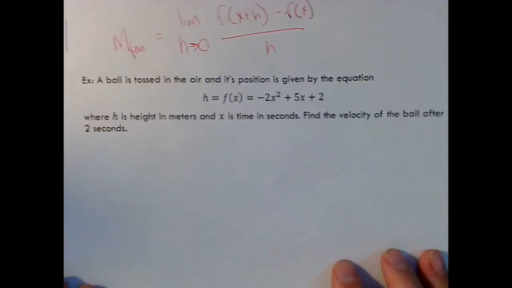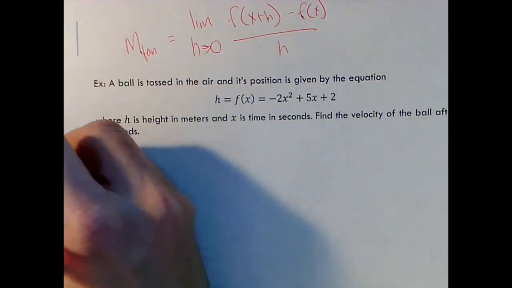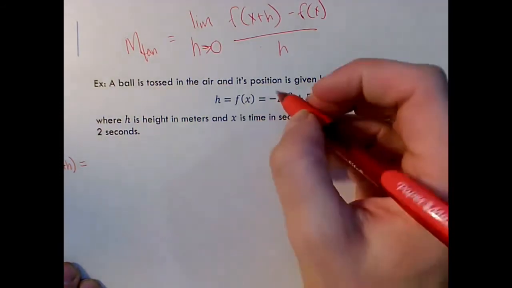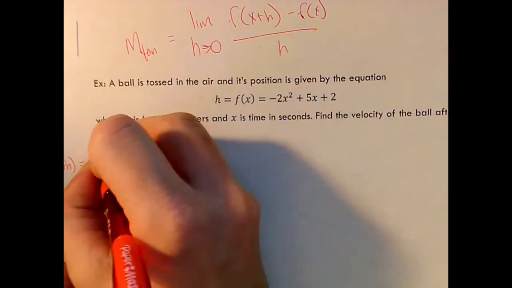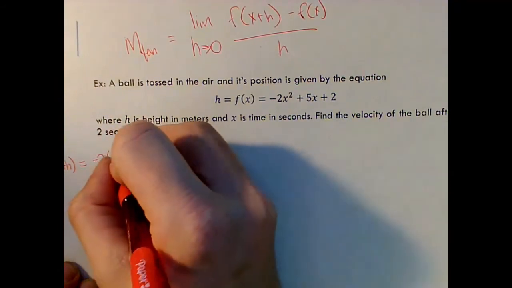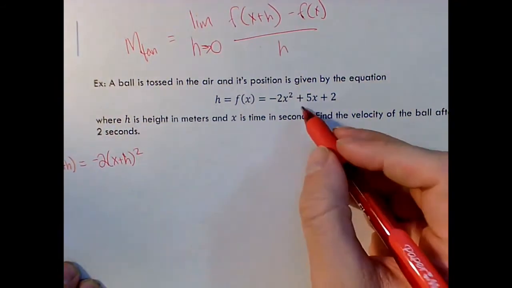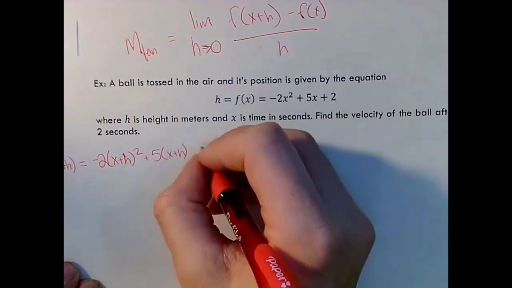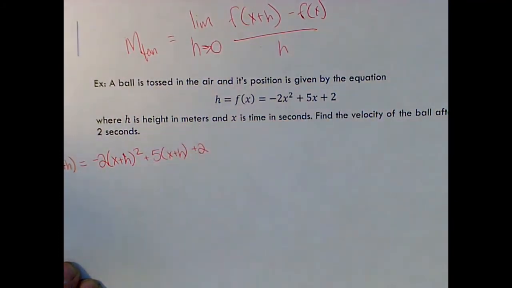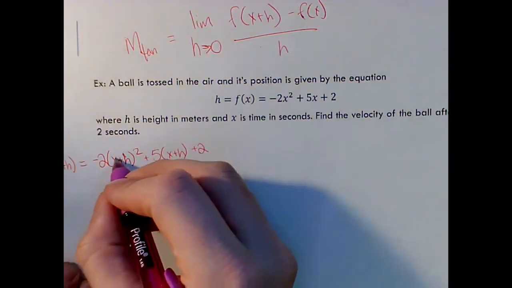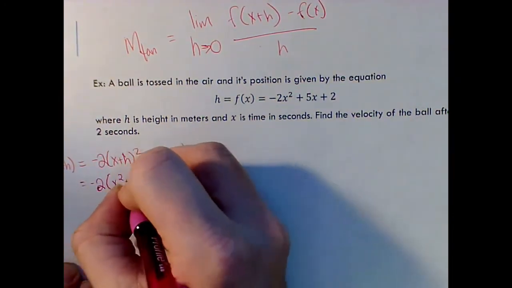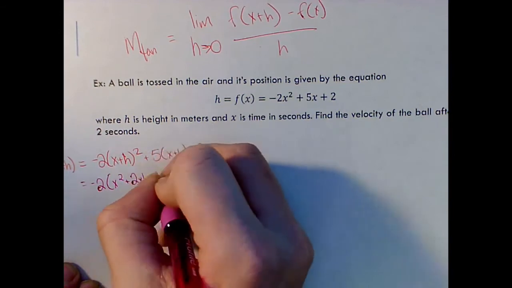So what I really need to do is find out what f of x is and what f of x plus h is. And this is going to be the fun part, the messy part. F of x plus h is negative 2 times x plus h squared plus 5 times x plus h plus 2. Remember, when you're finding f of x plus h, you are substituting x plus h in for every x. X plus h in parentheses squared is x squared plus 2xh plus h squared.